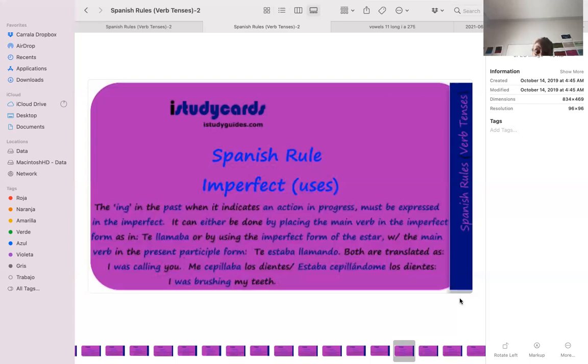Another example here was me cepillaba los dientes. So there you have the verb cepillar in the imperfect form, the aba form. Or you can use the verb to be, and this is closer to the way we do it in English, and say, estaba cepillándome los dientes. Either way, it means I was brushing my teeth in English.